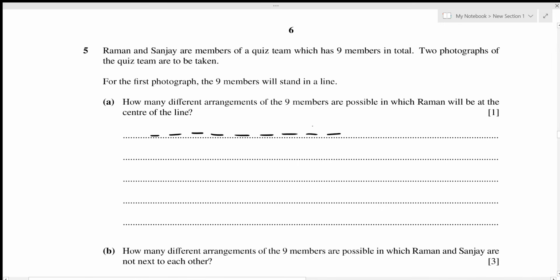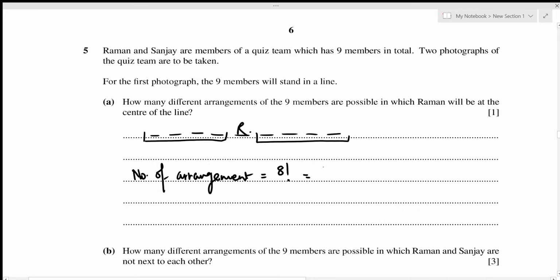Alright, since we already know that there are going to be 9 members, and Raman will be at the center of the line, so that's the 5th position, right? Now we only need to consider the remaining 8 positions. That's just going to be 8 factorial because we do not have any repeating members, right? Because each individual is different. So the number of arrangements in this case will be 8 factorial, which is 40,320.